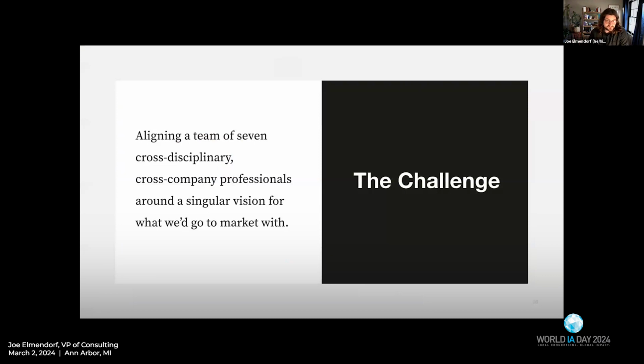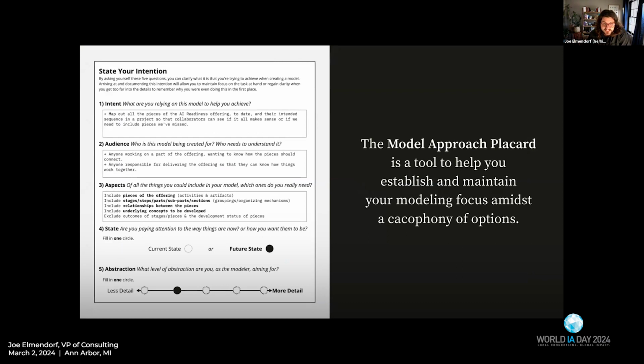And so the challenge was, how do we align this team of 7 people from across different disciplines, using different terminology, coming from different companies, around a singular vision of what we could go to market with? And so as the one leading this development effort, I needed to propose something that would bring together the months of effort from a number of people. I knew it didn't need to be right per se. It just needed to be clear enough where the folks that I was working with could see where the gaps and the errors were, and that together we could fix them.